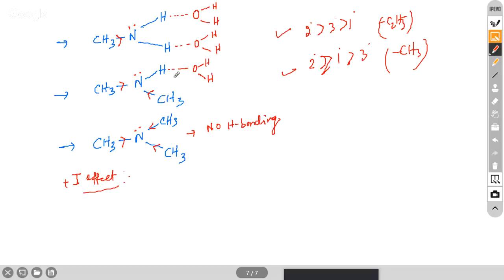Okay. So these three effects you have to keep in mind. Okay, you have to write down all these things. So the same thing you write down. In case of larger alkyl group, in bracket you write down bigger than CH3. For example, ethyl, propyl, etc.